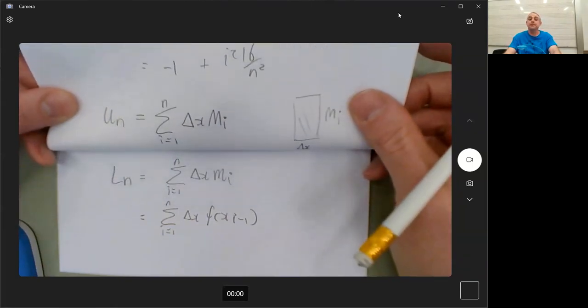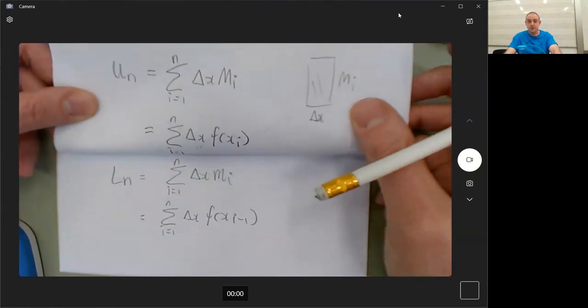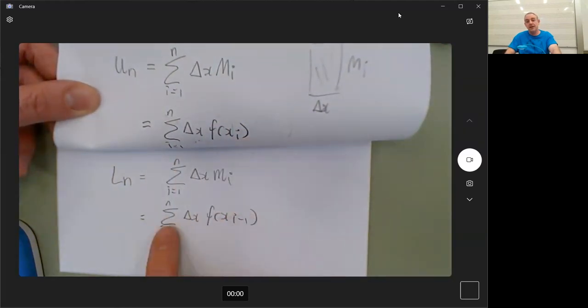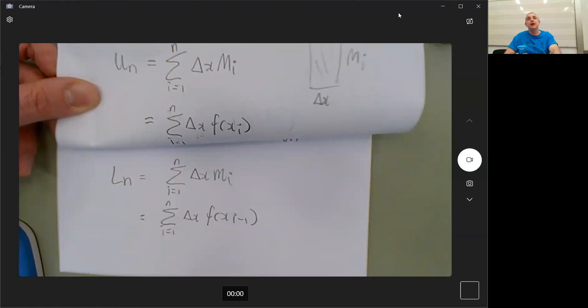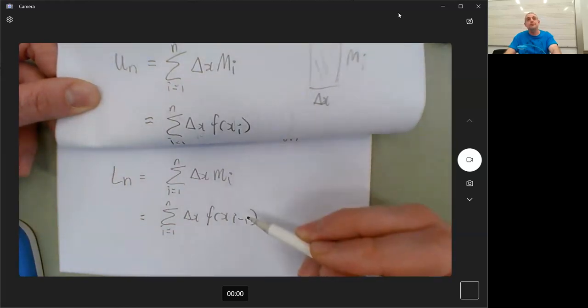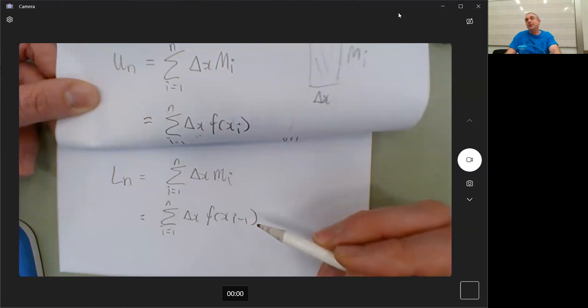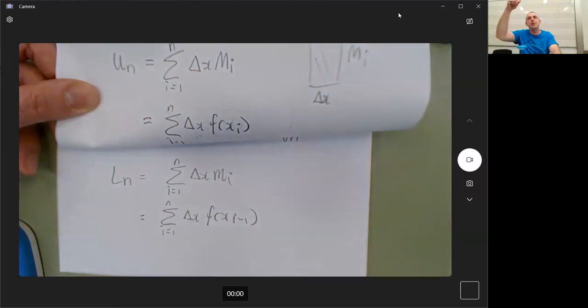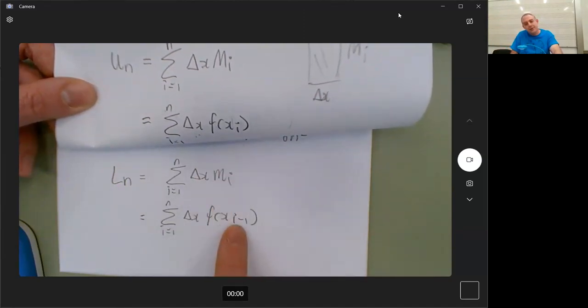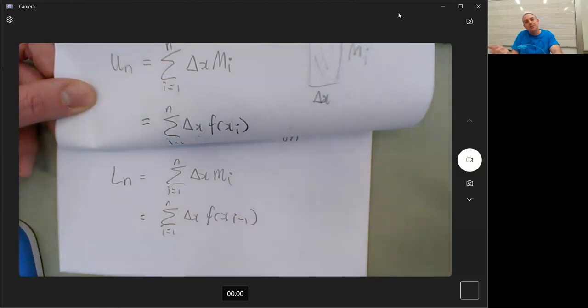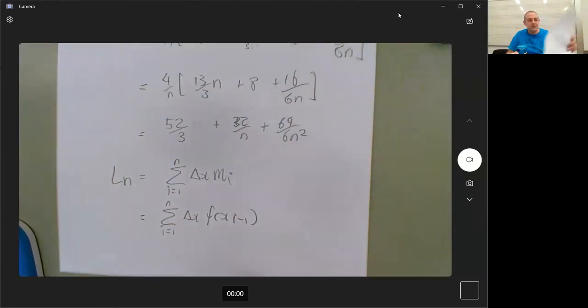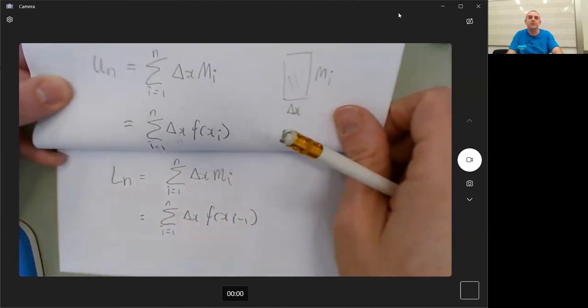That's Un there. And then that's Ln there. And they are almost identical. The only difference is this i and i minus 1. Interesting. And this function is decreasing. And so the minimum on one interval is the maximum on the next one, because it keeps going down. And so this xi minus 1 is the xi from the previous one. And so these two sums involve mostly the same numbers.